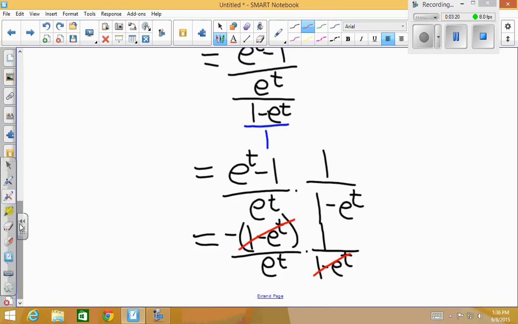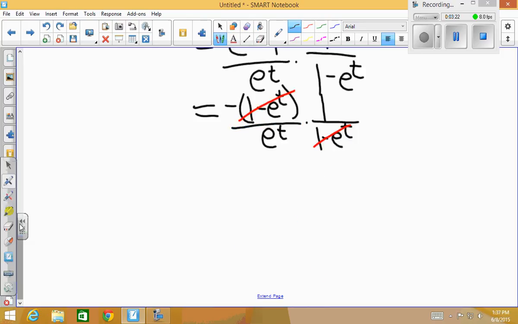So finally our derivative becomes, of course it's still the derivative of y with respect to x, but it's now negative 1 over e to the t, which is a simpler form than what we started with.